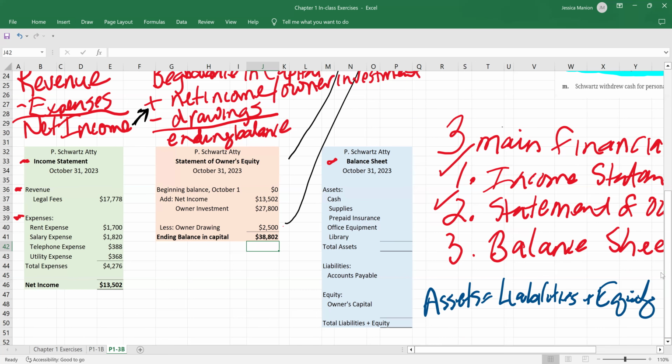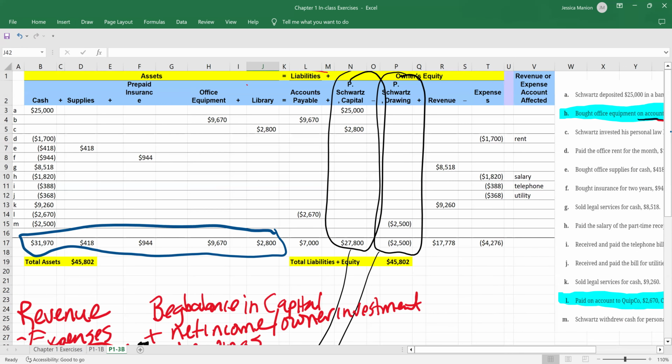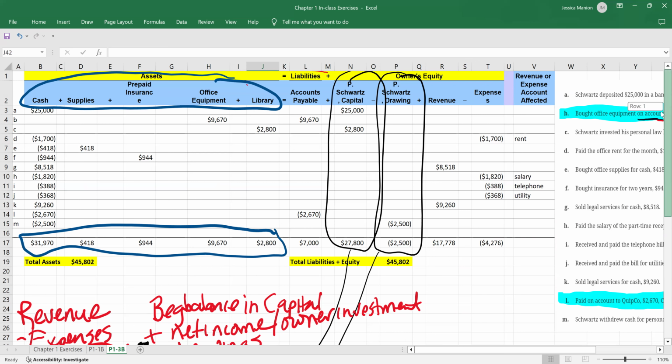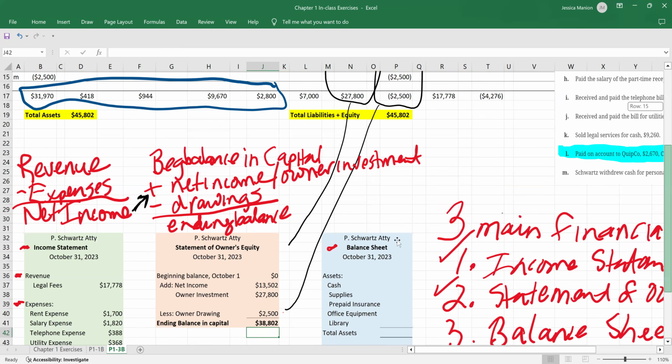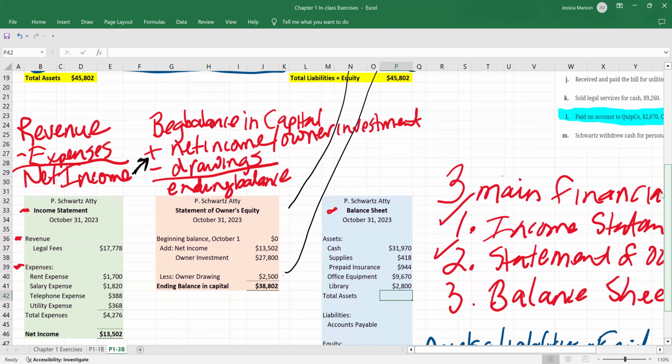So all of that information again is up here, right? So we're going to start with our assets. Here are all of our asset accounts, right? So if we go down here, assets, and let me scroll back up just a little. So we've got cash equal to 31,970. We've got supplies equal to 418. We've got prepaid insurance equal to 944. We've got office equipment equal to 9,670 and library equal to 2,800. So there are all 5 of our assets.